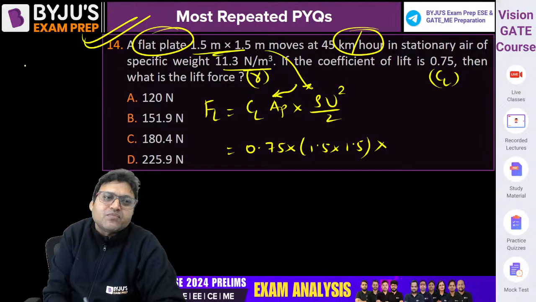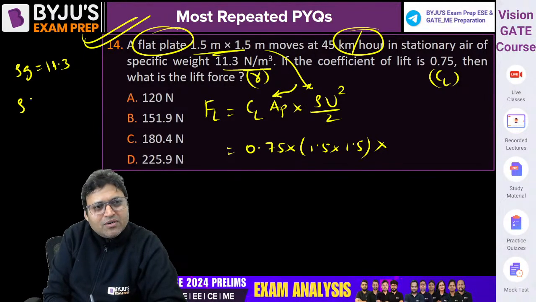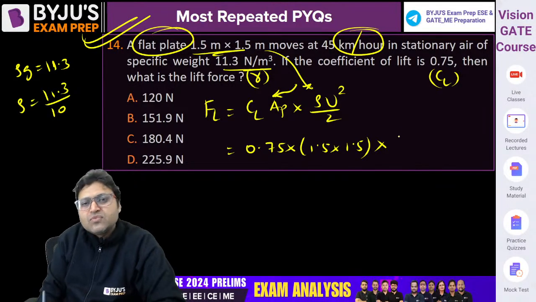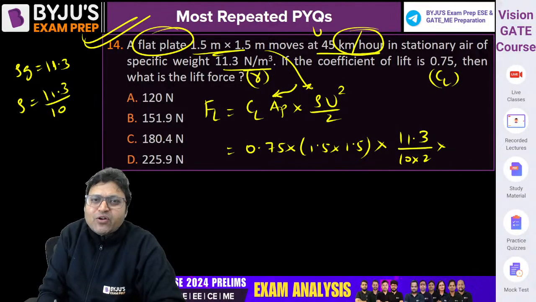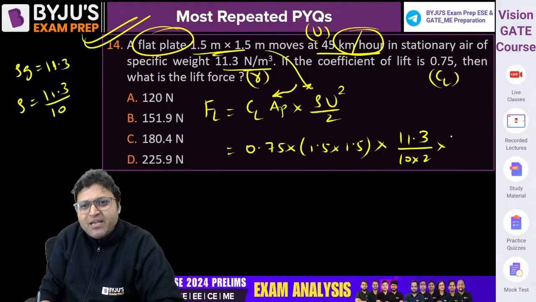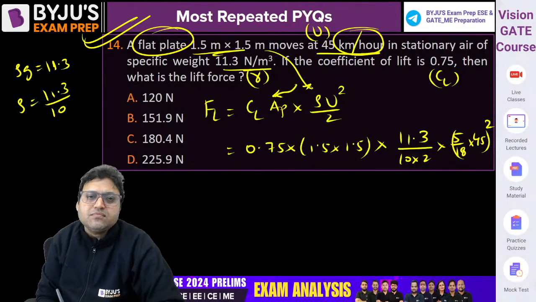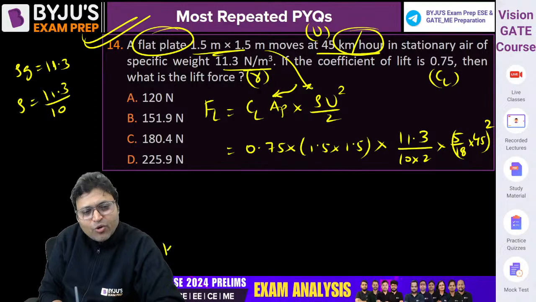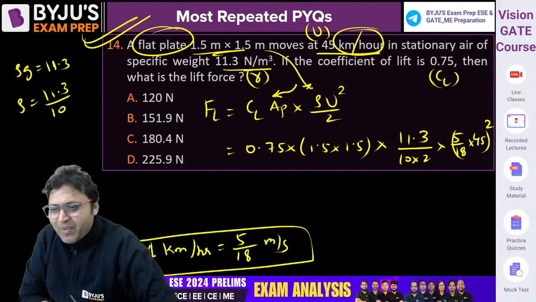What is rho? rho into g is 11.3, then what is the rho? That is 11.3 divided by 10. 11.3 divided by 10 into 2 into u square. The unit of velocity is 45 km per hour. So it will be 5 by 18 into 45 square in Newton. 1 kilometer per hour is equal to 5 by 18 meter per second, isn't it? 1 kilometer per hour will be 5 by 18 meter per second.